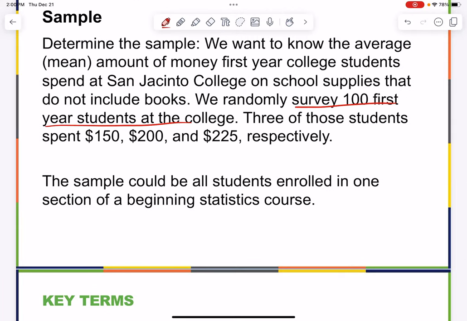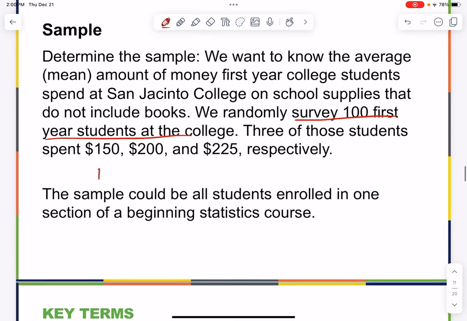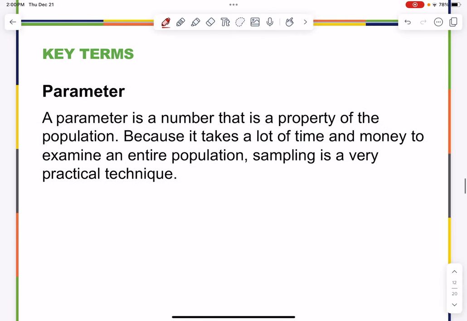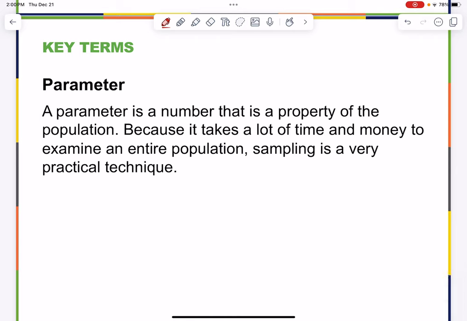Okay, so the sample are the 100 people surveyed. Okay, a parameter. A parameter goes with the population. You will notice they both start with P, parameter, population. A parameter is a number that is a property of the population.